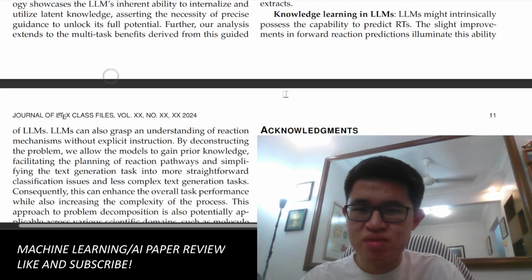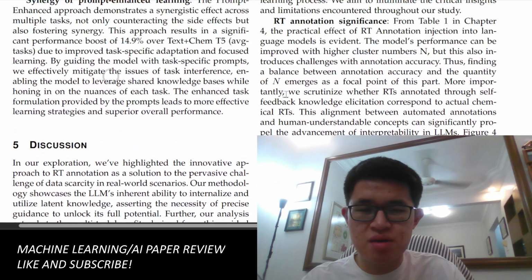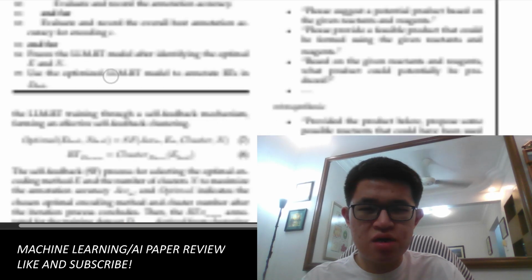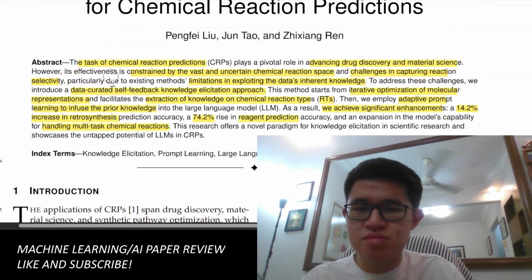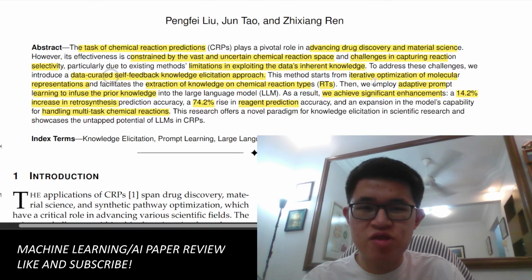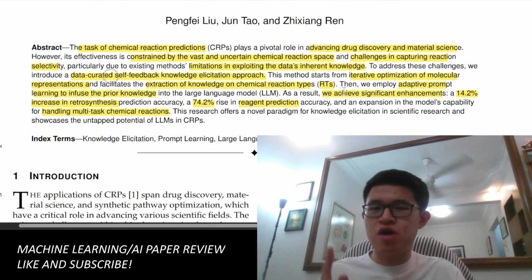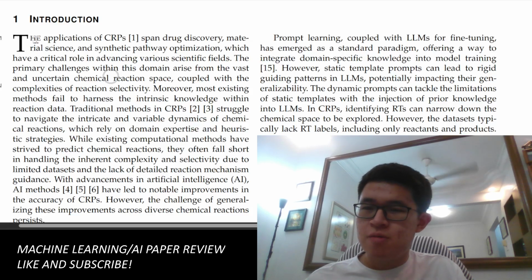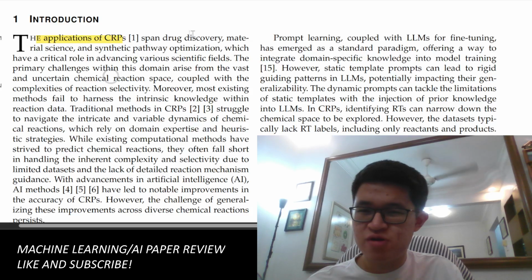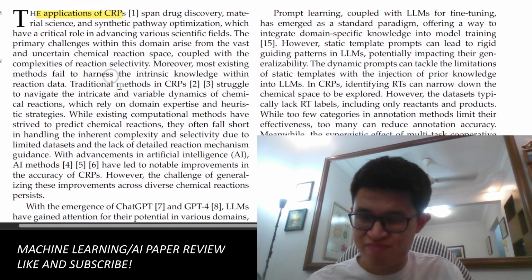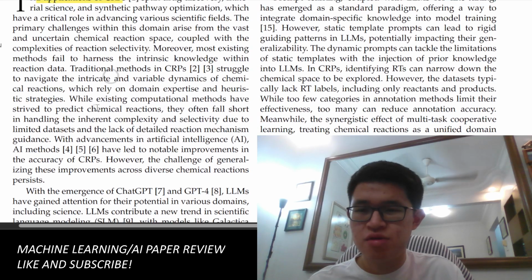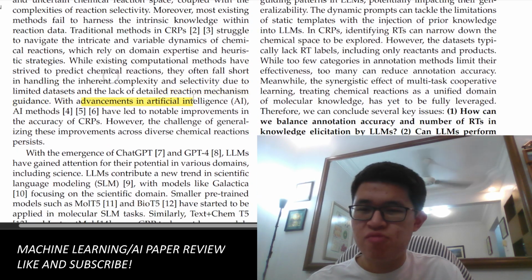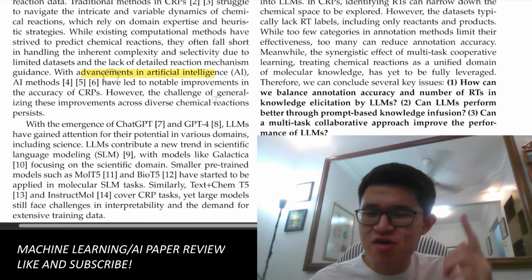Okay, and now let's take a look at the introduction just a bit. So okay, CRPs, chemical reaction prediction, just like I mentioned, and RTs, reaction type. Okay, got it. The application of chemical reaction prediction is fascinating: drug discovery, drug design, material discovery, you name it. There are a lot of ways, and with AI, it's going to make it much better.